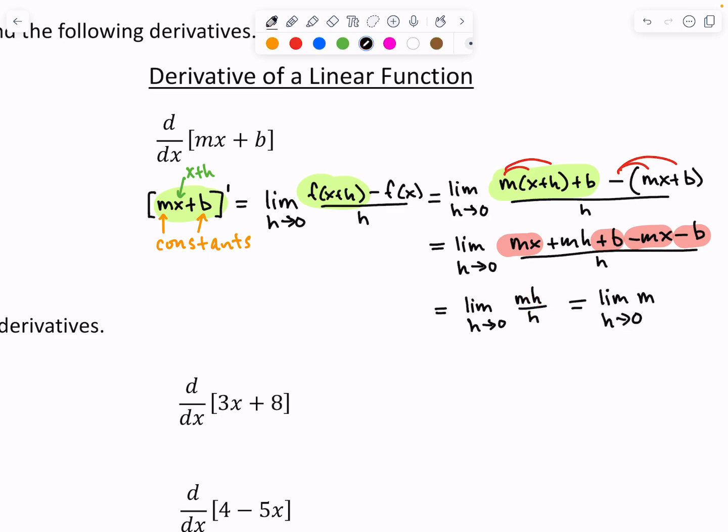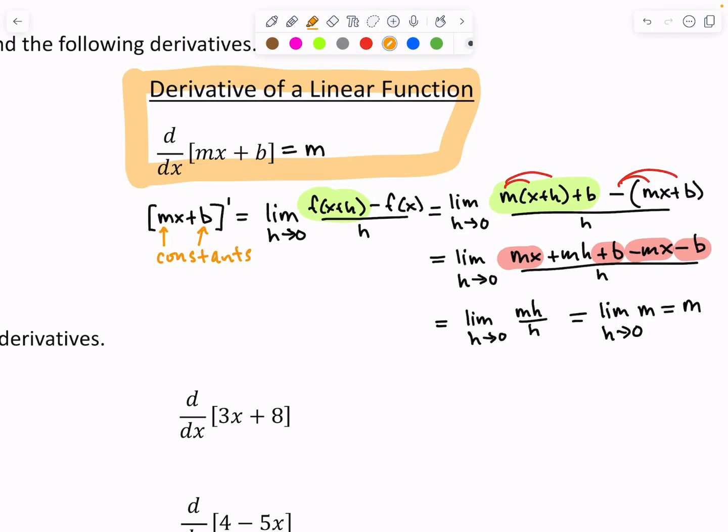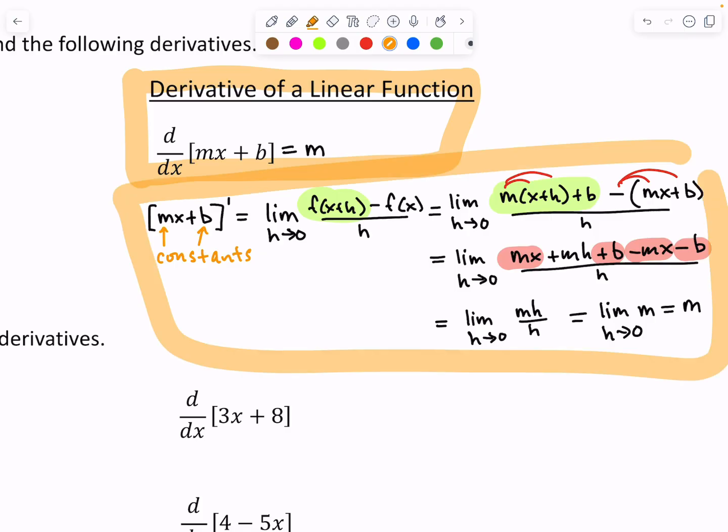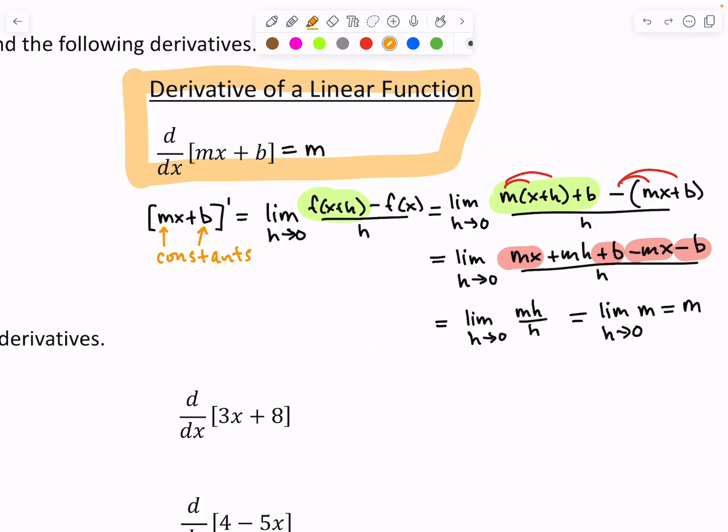So we have the limit as h goes to 0 of just m, and m is constant, so we get a result of m. Thus, the derivative of mx plus b, where m and b are constants and x is the independent variable, will simply give you the slope of that line, m. This will be a shortcut that we can use moving forward, so I don't have to go through this whole process every time. This also makes sense.